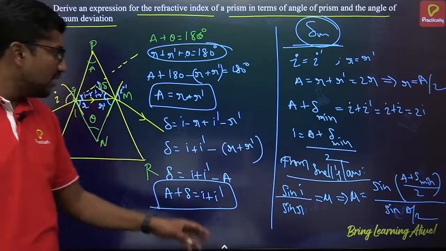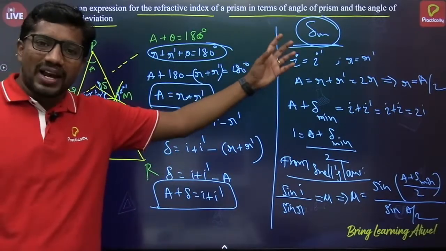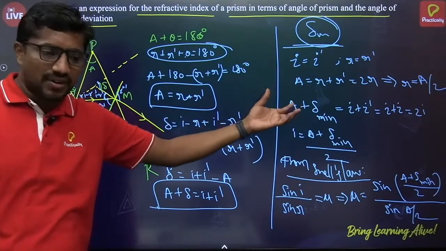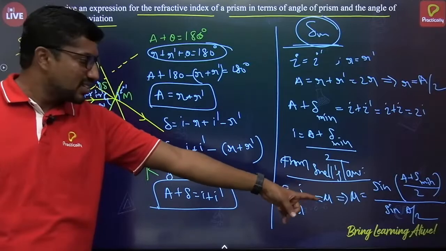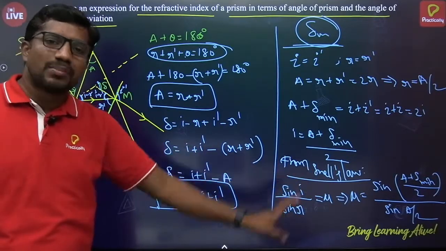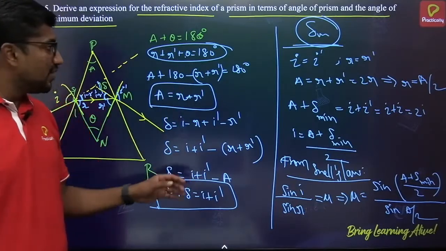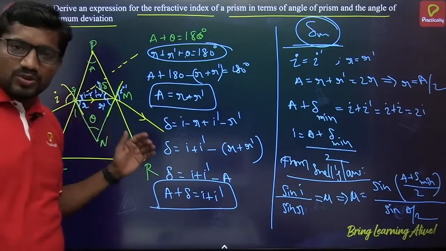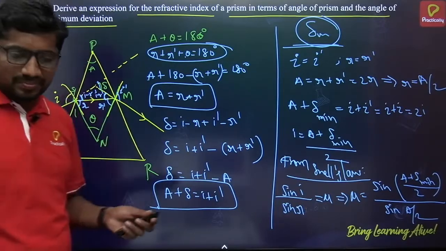To achieve that, you should know these expressions, and as we are talking about the minimum angle of deviation, certain conditions will be there. We will apply that condition and we will get the final one as mu is equal to sin of (A plus delta minimum) by 2, divided by sin A by 2. So when you are given this derivation, you should derive it neatly, explaining step by step. Alright, so that's all. Let's move on to the next question.